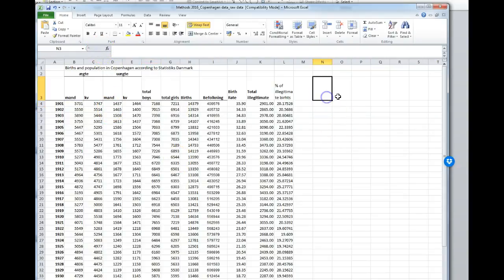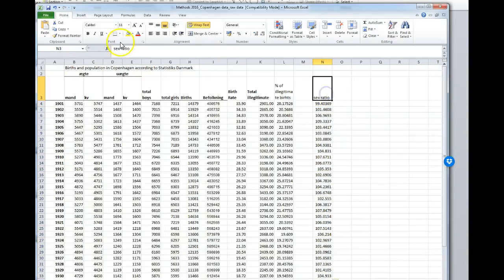So the computation of the sex ratio is extremely straightforward. You just write the total boys over the total of girls, and we multiply by 100 because that is how this measure is expressed. As with every other function, we just drag it down, and here it is for all of them. Let me just do it nicely. And here we have the sex ratio.